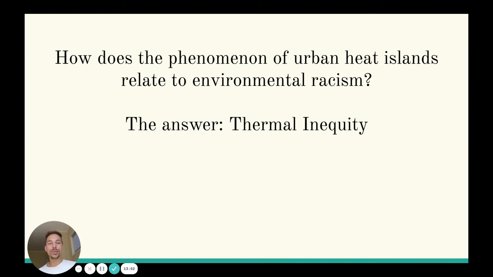So how does this phenomenon of urban heat islands relate to environmental racism? When we're thinking about this UHI effect that we know exists, why does it relate to environmental racism? The answer: the thermal inequities we're seeing across these cities.